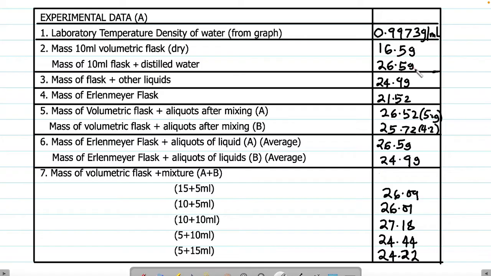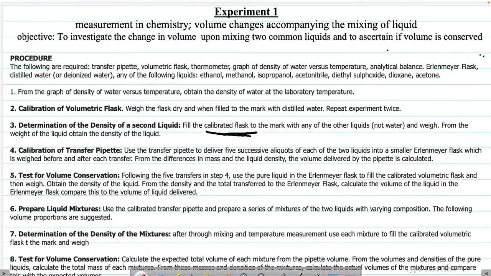All right, so I want to first of all carry out all the tables. Then we can now start our calculations. So now we proceed to procedure 3. We want to carry out the density of the second liquid. So they say fill the calibrated flask with a mark with any of the other liquid and weigh. From the weights of the liquid density, obtain the density of the liquid. All right, so this is what we're going to do.